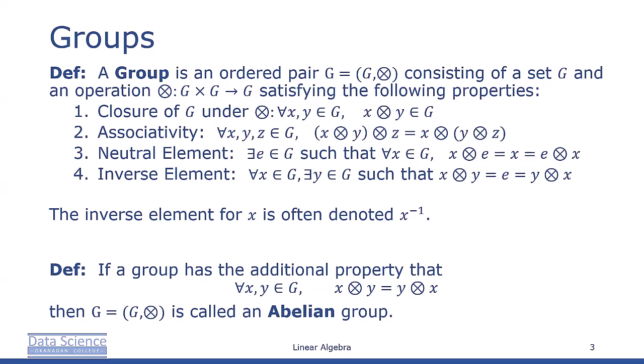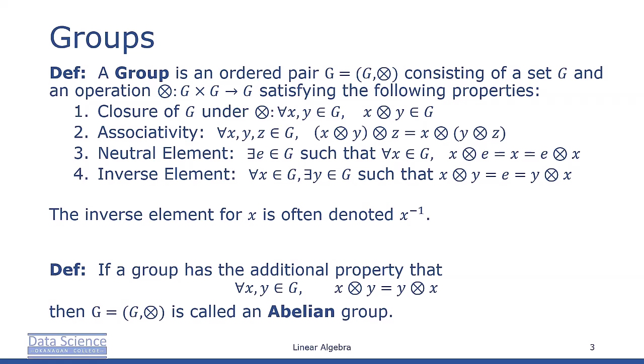A group is an ordered pair (G, ∘) containing a set G and an operation ∘, consisting of a set G and an operation ∘ from G × G to G, satisfying the following properties. Closure under ∘: for every x and y in the set, x ∘ y is in the set. Associativity: for every x, y, and z in the set, (x ∘ y) ∘ z is equal to x ∘ (y ∘ z).